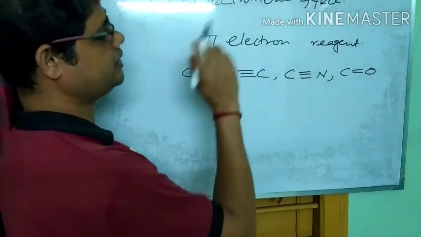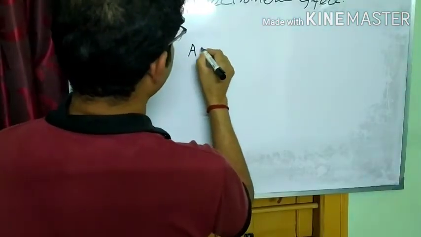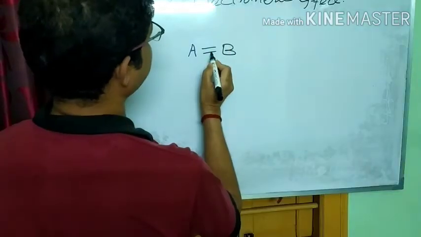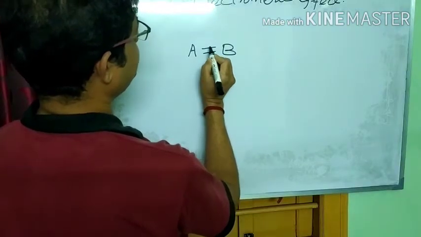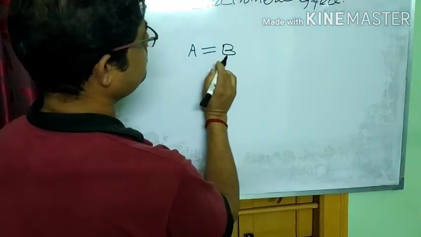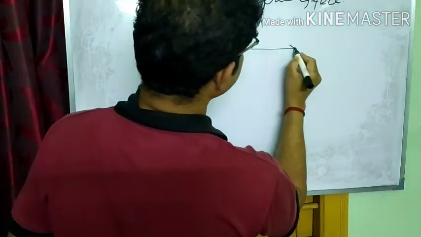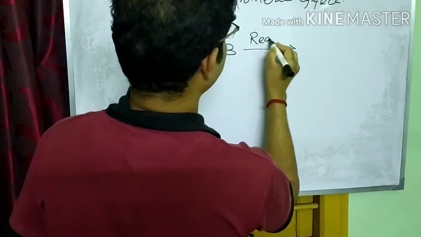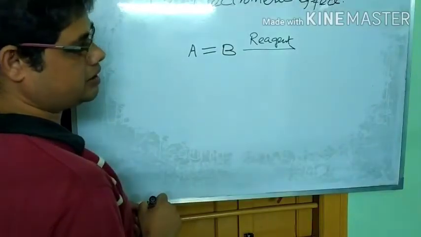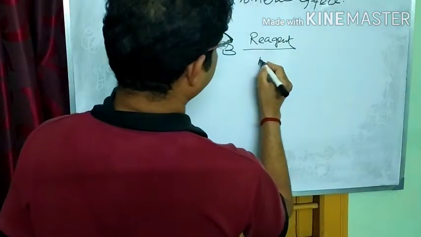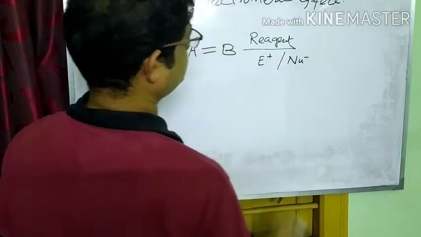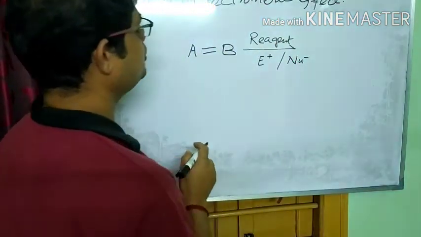Now let's see the electronic effect. Here it is a compound with a double bond. In this double bond, one is sigma bond and another is pi bond. Normally these bonds remain the same, but when reagent is added, reagent must be electrophile or nucleophile. In presence of this reagent, what happens?